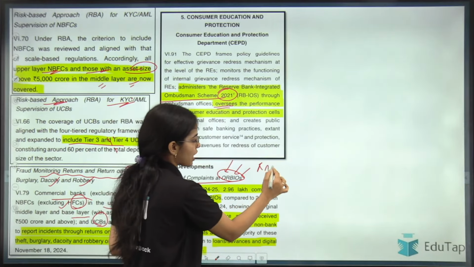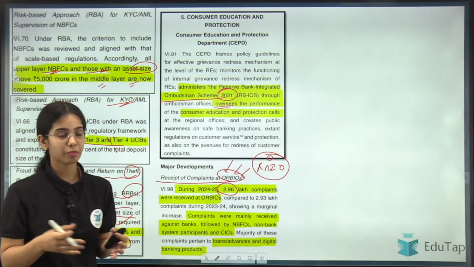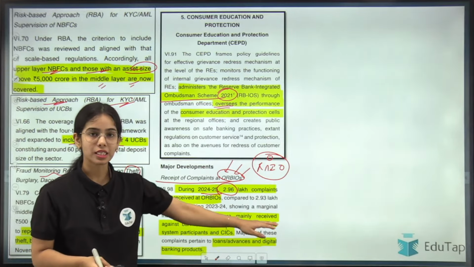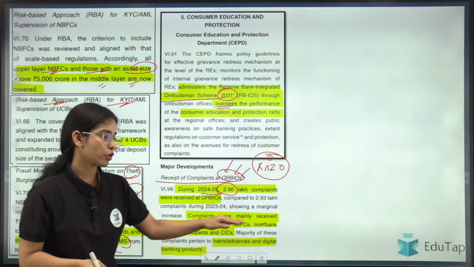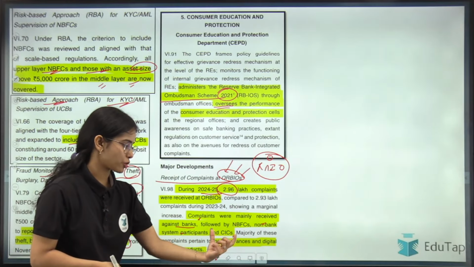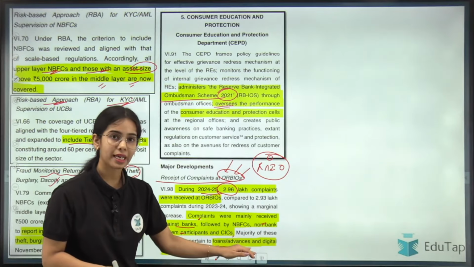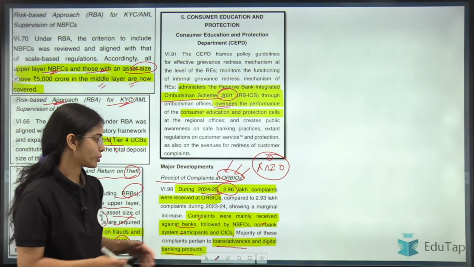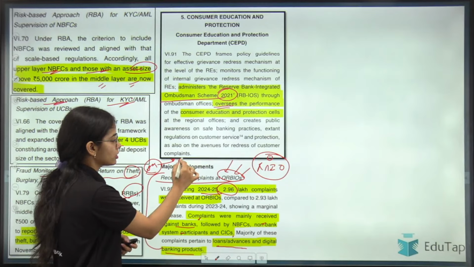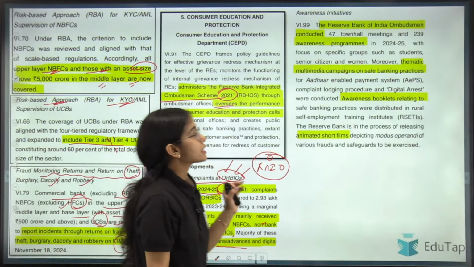Under the Reserve Bank of India Ombudsman offices, 2.96 lakh complaints were received in 2024-25. The complaints were mainly received against banks, followed by NBFCs, and then non-bank system participants and credit information companies. The majority of the complaints came against the loan or advances category, and after that digital banking products. This is as per the annual report released for the integrated ombudsman scheme.